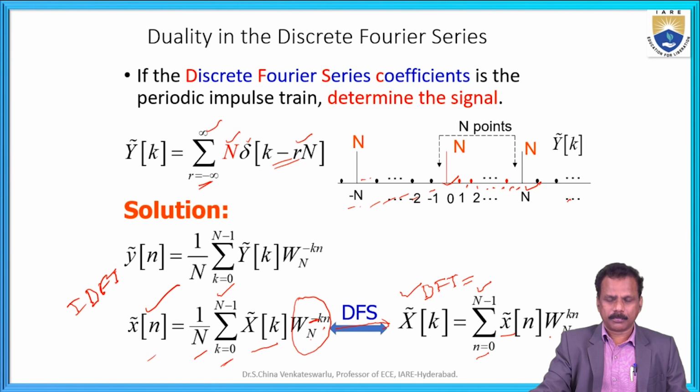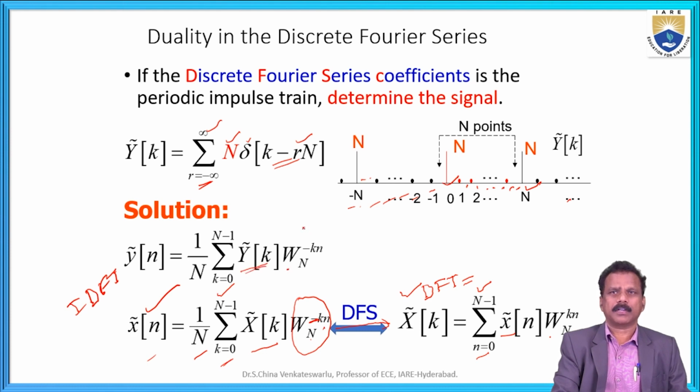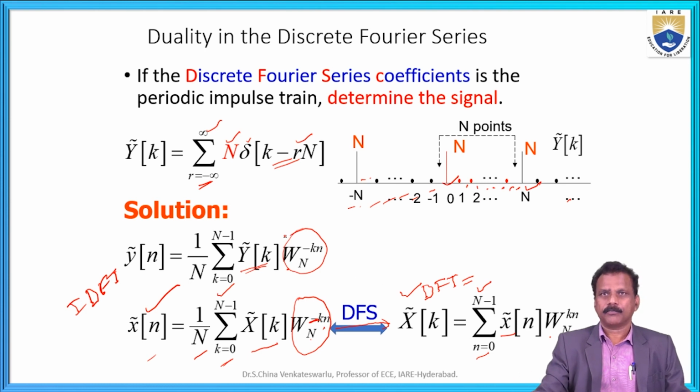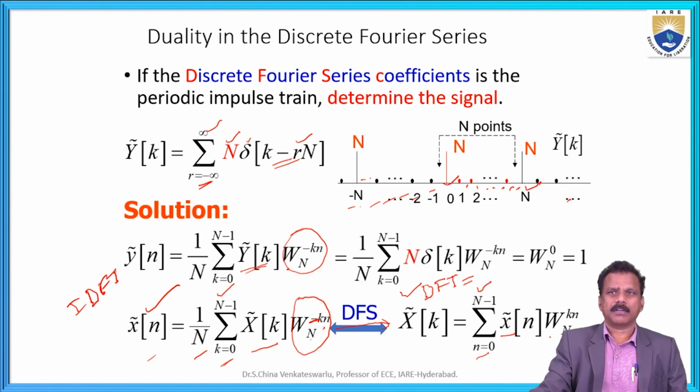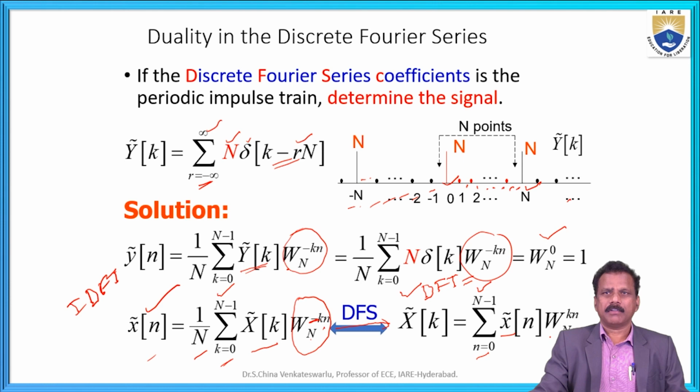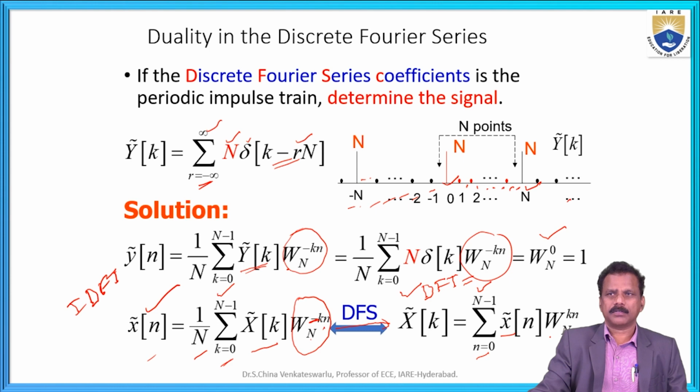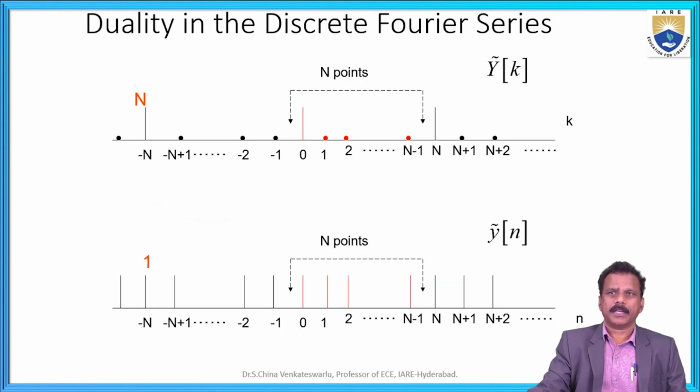So we are going to verify that the output response y of n is equal to 1 by N, the summation k equal to 0 to N minus 1, Y of k into the twiddle factor. Okay, after that we expect that 1 by N summation k equal to 0 to N, with the twiddle factor W_N^{kn}. If we substitute the value of n, with k equal to 0, like this, W_N^0 is equal to 1. Okay, so these are related to the duality in the discrete Fourier series.